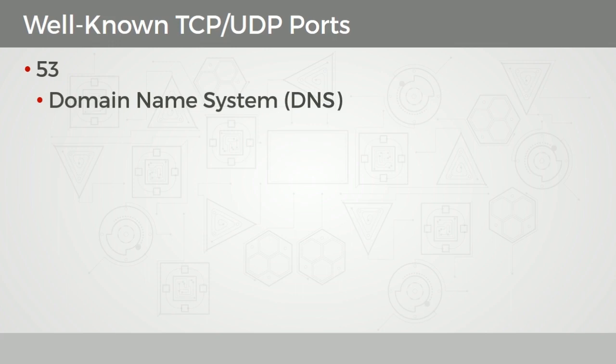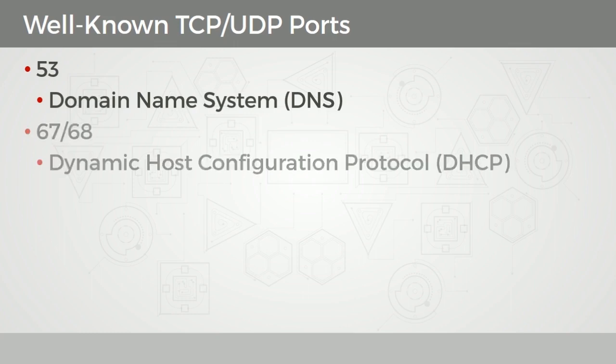Now, 53 is used by DNS for TCP 53 and UDP 53. So sometimes protocols will use both TCP and UDP. And this is one of those cases because if it's a DNS query, that's going to be done with UDP 53. If it's, say, transferring some database from one DNS server to another, that would be using TCP port 53.